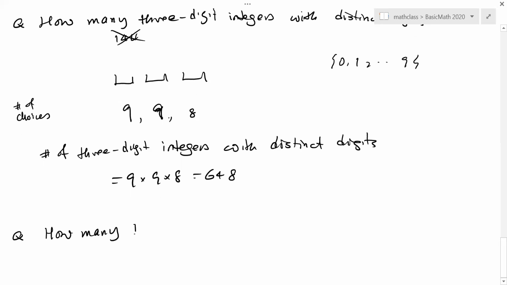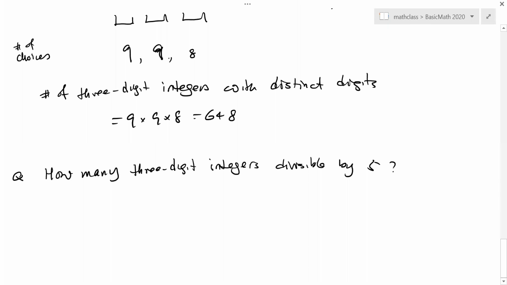All right, so our next problem is: how many 3-digit integers with distinct digits are divisible by 5? Divisible by 5. So let's see. Can you work this out?